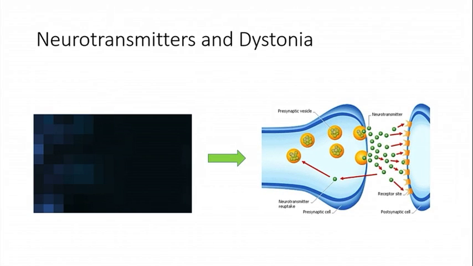So if we think about the next level, this sort of pixel level, I wanted to talk a little bit about neurotransmitters and dystonia.